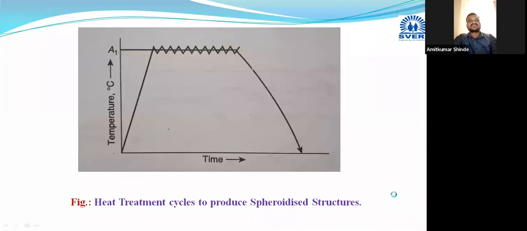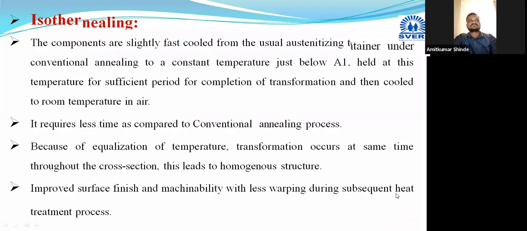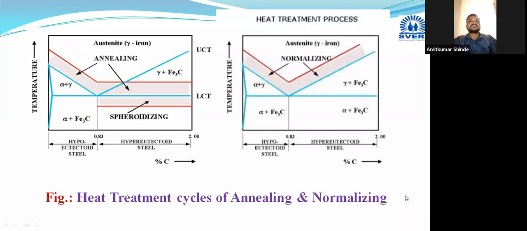Now I will show you the region. This is the region. Here you can see clearly, this is the annealing zone. Hypoeutectoid steel is heated above A3 and hypereutectoid steels are heated above A1. But in the case of normalizing, hypoeutectoid steel is heated above A3 and hypereutectoid steels are heated above ACM. And in normalizing, it is cooled in the air medium. In annealing, it is cooled in the furnace itself.